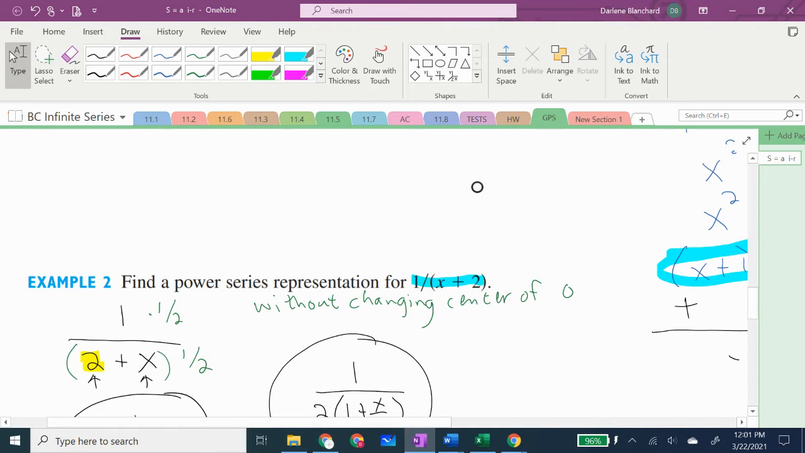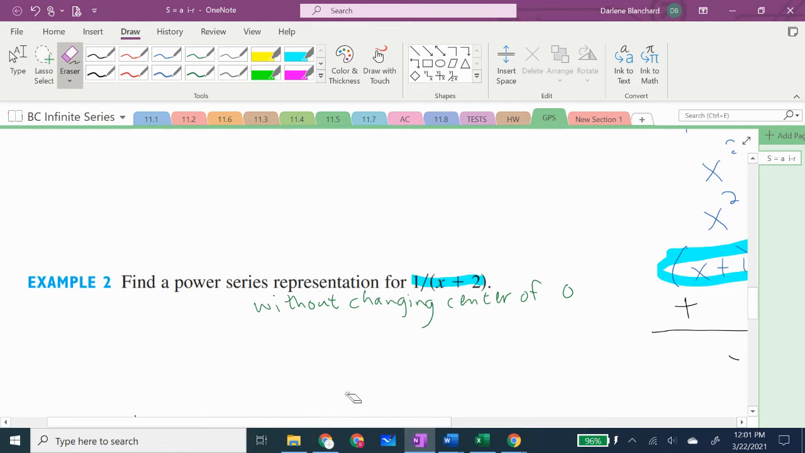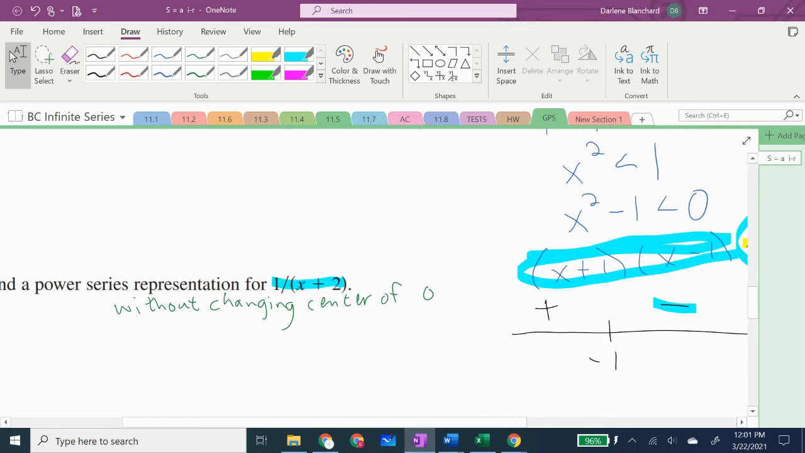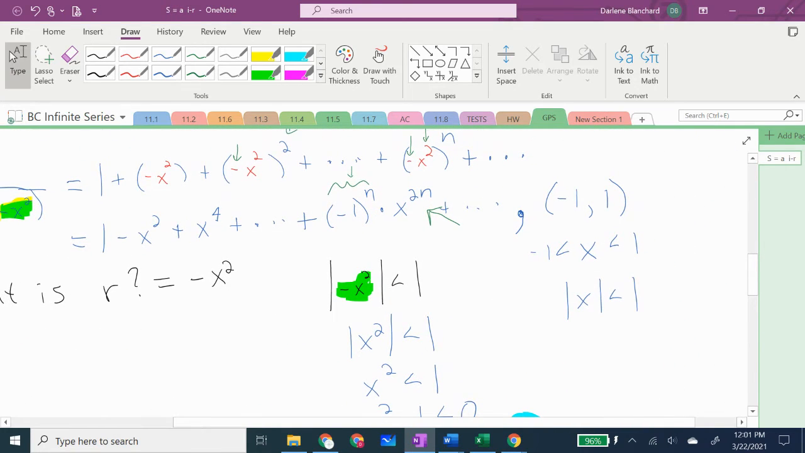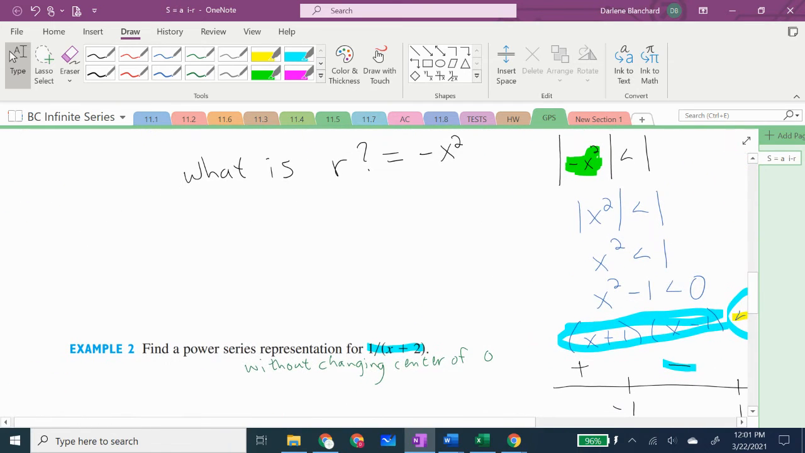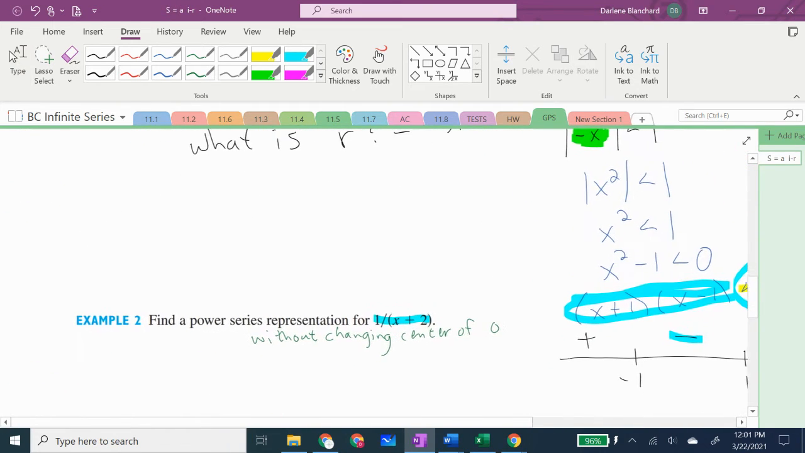Okay, I need to erase some stuff here. You're not looking at this yet. We are now moving on to the next example. So just realize that that example was concluded with getting this interval of convergence. Okay, next example.